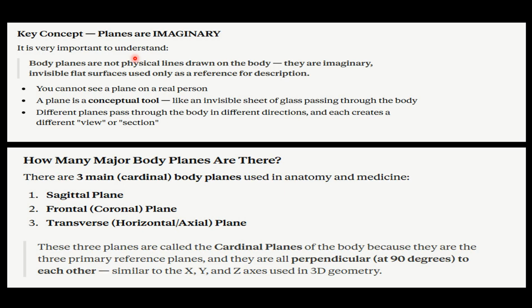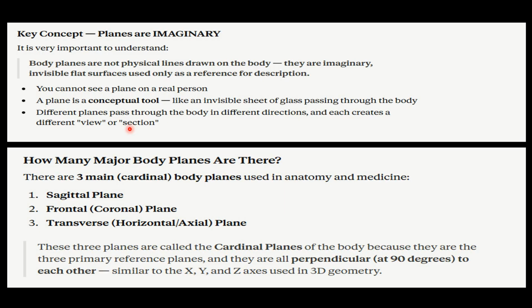They are imaginary, invisible, flat surfaces used only as a reference for description. So you cannot see a plane on a real person. A plane is a conceptual tool, like an invisible sheet of glass passing through the body. Just imagine there is an invisible sheet of glass passing through your body, dividing it into multiple sections. That is called body planes.